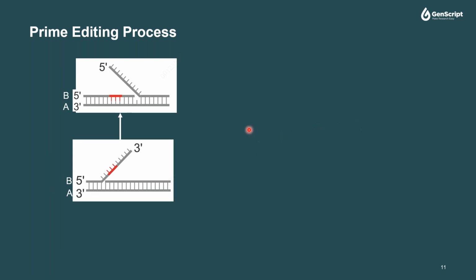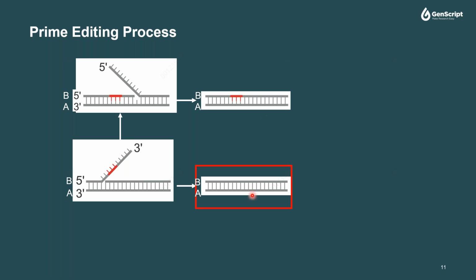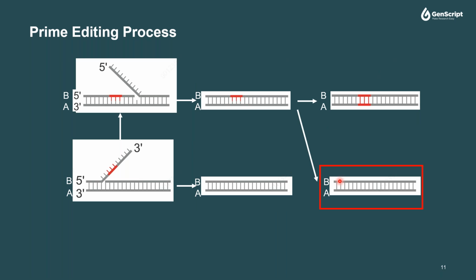So the final results can lead to two scenarios. In one, the unedited sequence becomes the flap, while in the other, the edited sequence becomes the flap. So this will result in two different final products. One is the successfully edited sequence, and the other one is the unedited sequence. As we can see, this results in only a 50% probability of successful editing in the final PE products, even when disregarding factors such as pegRNA design and delivery efficiency.